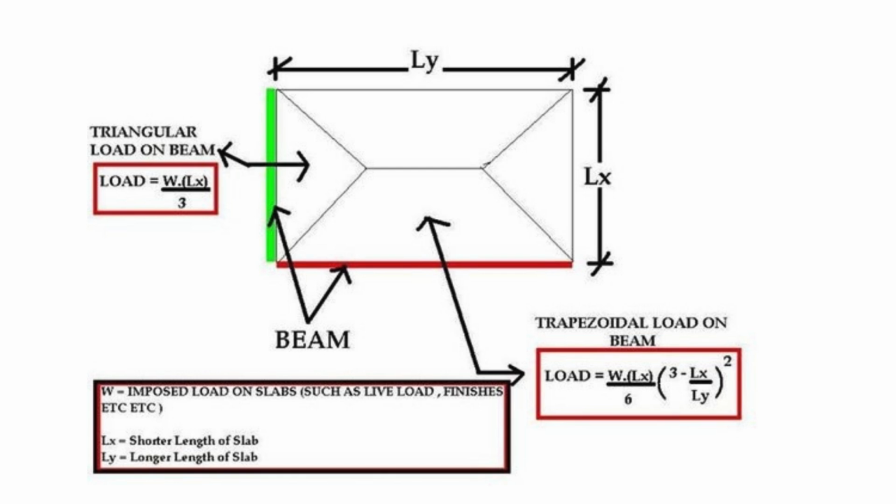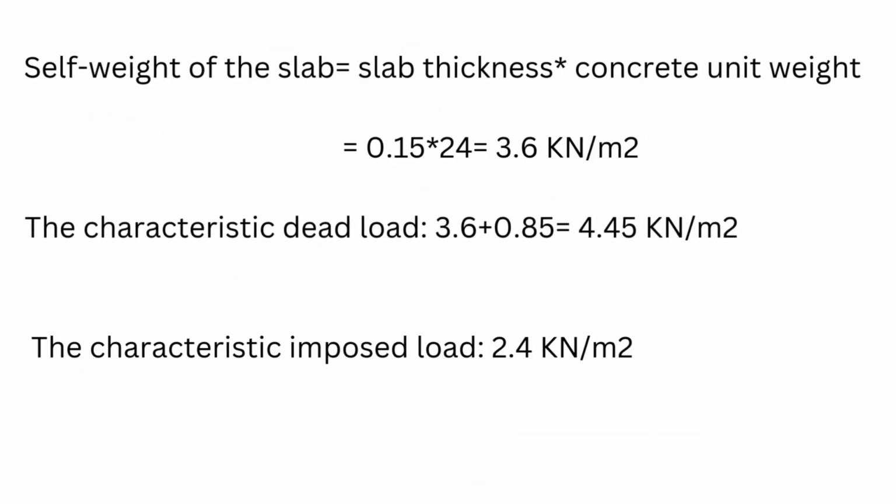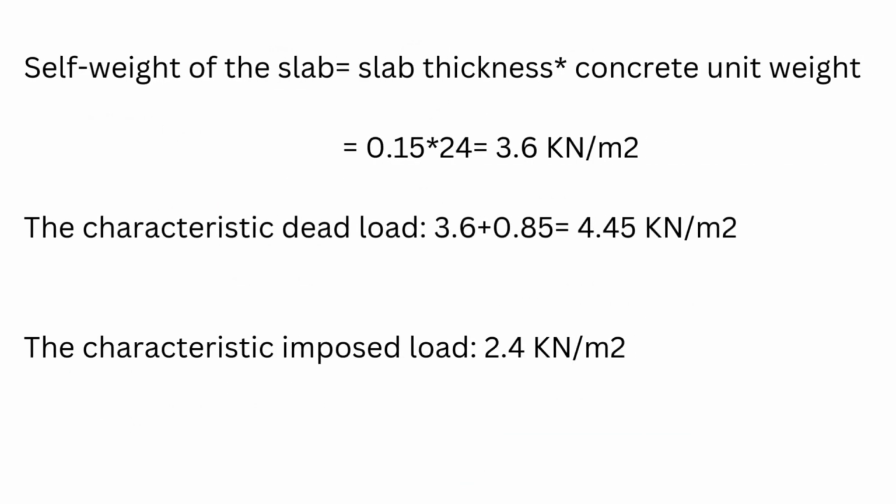For an interior beam, the portion of the other side slab weight is estimated in a similar way and added to the previous one, i.e., the slab's load from the other side of the beam. So, interior beams take loads from both the sides. Self-weight of the slab equals slab thickness multiplied by concrete unit weight, equals 0.15 times 24 equals 3.6 kN per square meter.